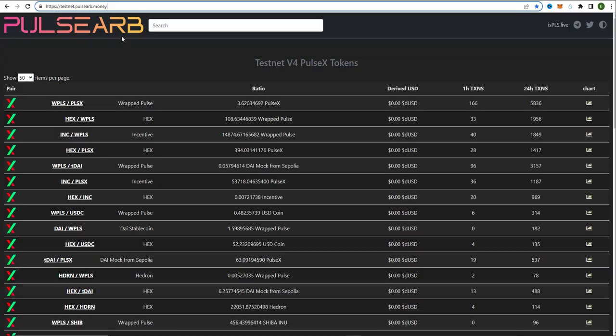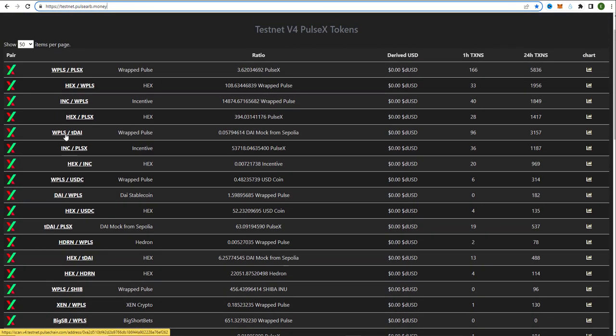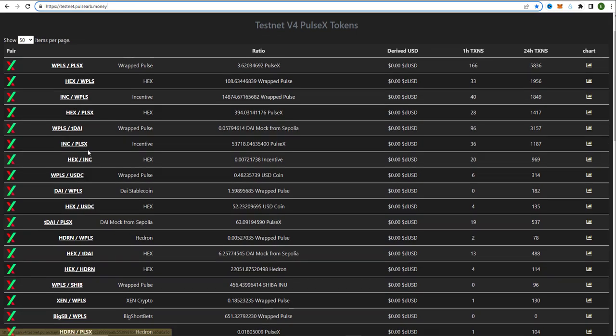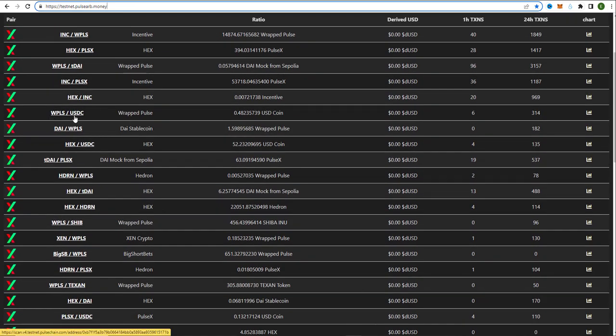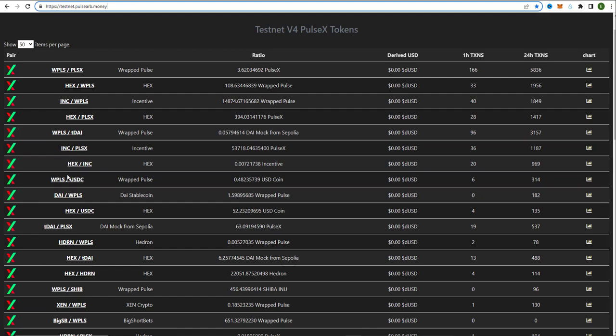So when you come to the Pulse app here, you'll be able to have an idea of what the ratio trading is. When you come to this website, you can see we have the pairs here. We have RAP Pulse and the PLSX chart here. We have XPLSS, Inc., which is the incentive token, and PLSX here. We have all of them here. We have DAI and PLSS here. We have incentive and PLSS here. We have S and PLS. We have PLS and USDC here. So if you come here, for example, we have TDAI here as well as PLSX here.